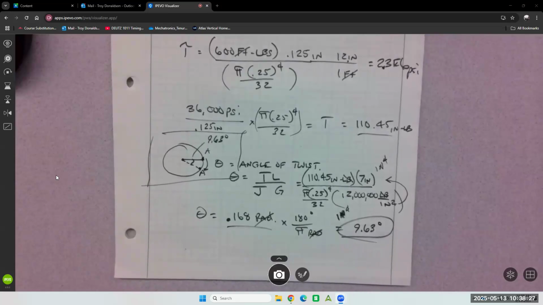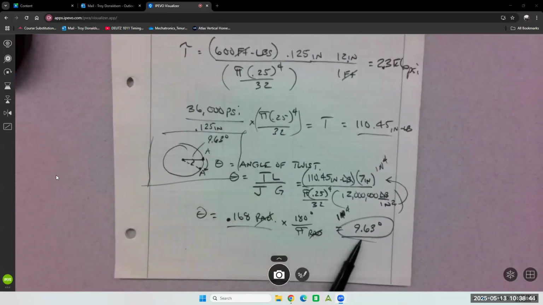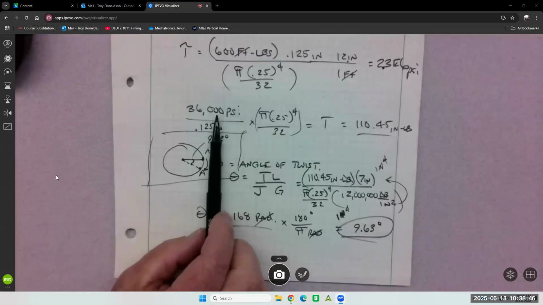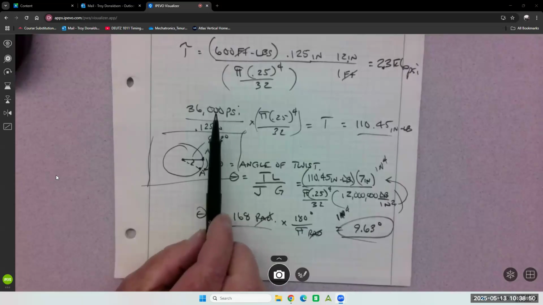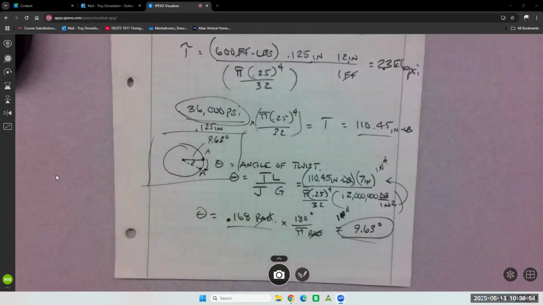So this is pretty big. That's a big angular change. It's almost 10 degrees. But that's because we went right to the limit, right to 36,000. As this comes down, factor of safety stuff, you can really bring that angle of twist down. So just keep in mind, when you put in the max, you're going to get big changes. You're right at the edge of yield.